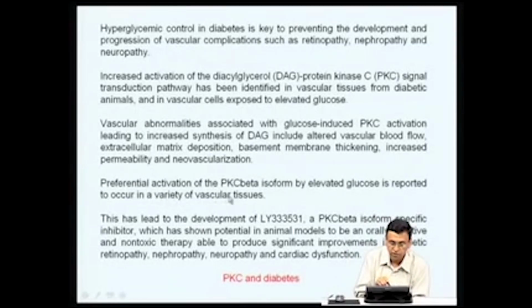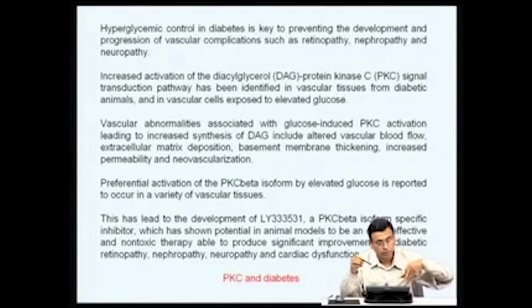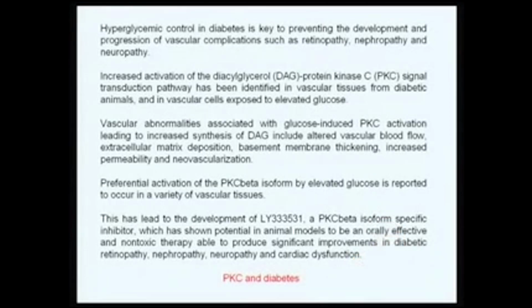So preferential activation of the PKC beta isoform by elevated glucose is reported to occur in a variety of vascular tissues of diabetes patients. So what is the significance of this knowledge? People are actually trying to see whether these kinds of patients can be treated with some of the inhibitors of the protein kinases. For example, a molecule like LY333531, a potent inhibitor of the PKC beta isoform, has been shown to have the potential to be an orally effective, non-toxic therapy for producing significant improvements in diabetic nephropathy, neuropathy and retinopathy as well as cardiac dysfunction.